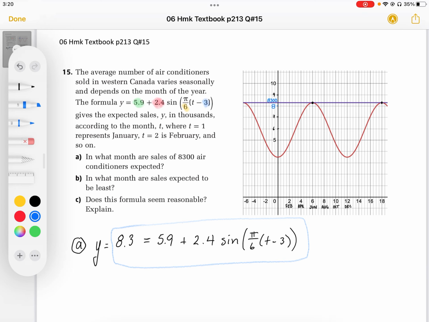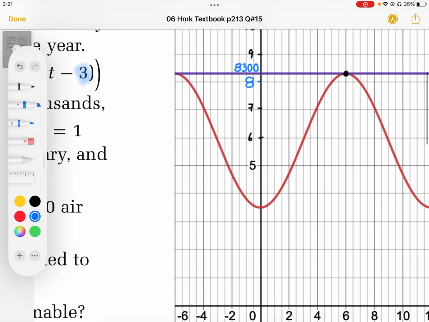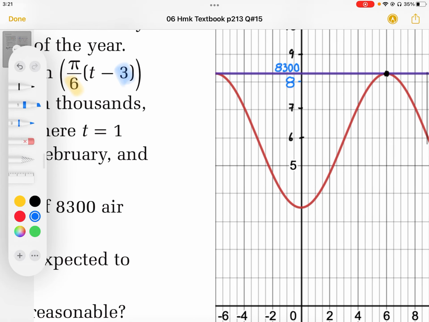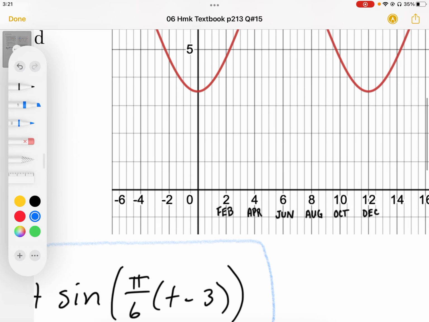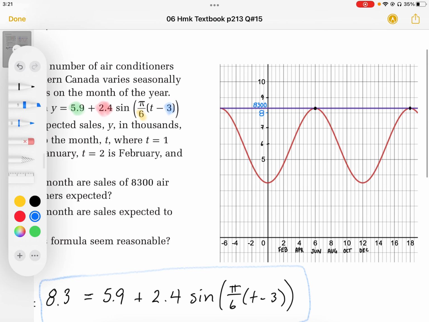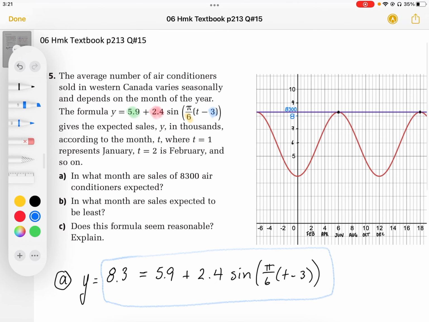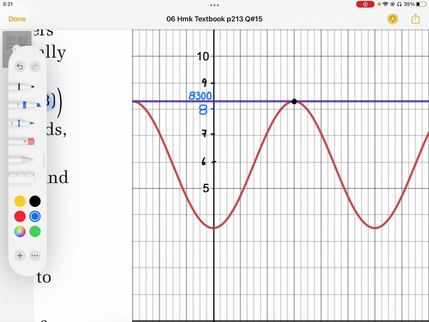Okay, so if we take a look at this graph here, the question tells us, first of all, y is in thousands. So I've drawn on here, we have 8,300 here. That's one of the parts that we're going to have to solve for. Along the x-axis, t equals 1 is January, t equals 2 is February, so I've marked the axes here. And it says here, in what month are sales of 8,300 air conditioners expected? Okay, so there's my 8,300 air conditioners.